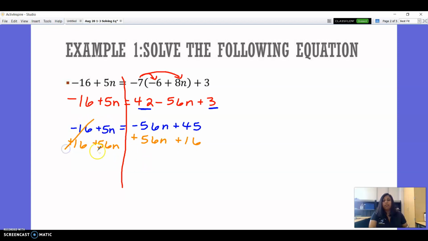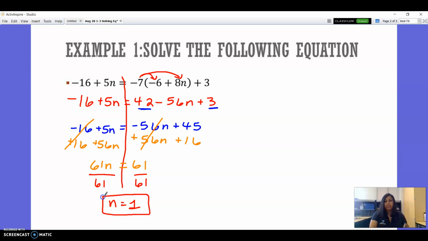So here I'll get rid of the constant, here I'll get rid of the variable, and we'll have 61n on the left is equal to 61 on the right. And then we just go ahead and divide by 61, and that means n is equal to 1. And then that would be your answer. You can, of course, plug n into both variables here and make sure that the left side equals the right side.